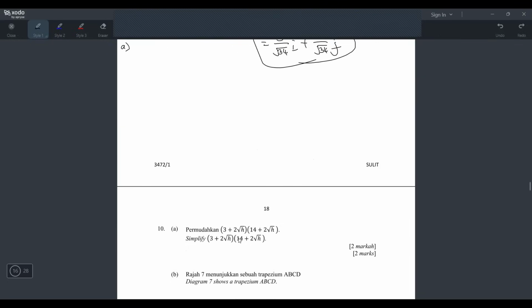So the first thing is take 3 times 14. Yeah, you can press calculator. You will get 42. Okay.